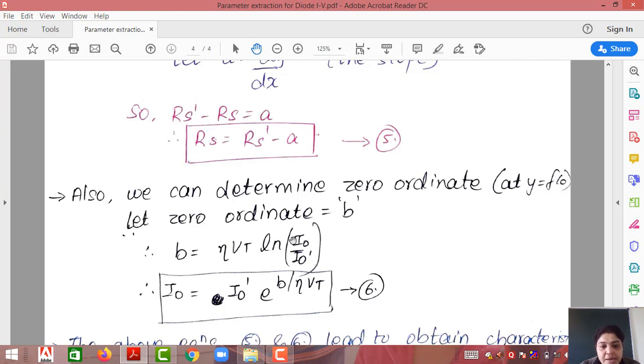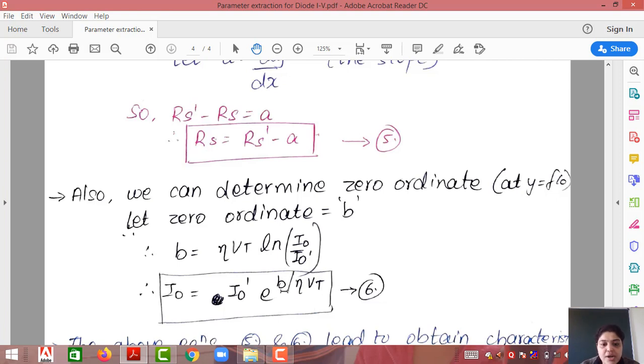To remove this logarithmic term, we have to take the antilog, so we can write it in the form of an exponential term. Taking eta Vt to the other side and then removing the log, the ln term goes away. So we have I0 by I0 dash equal to e raised to b upon eta Vt. So we can find I0 as I0 dash times e raised to b upon eta Vt.